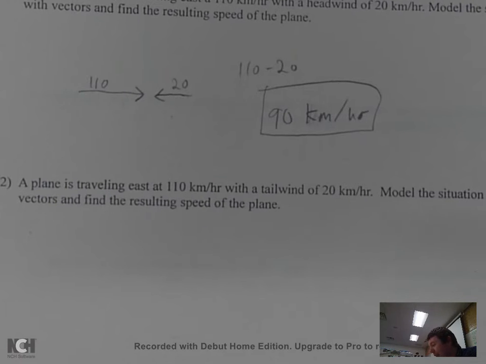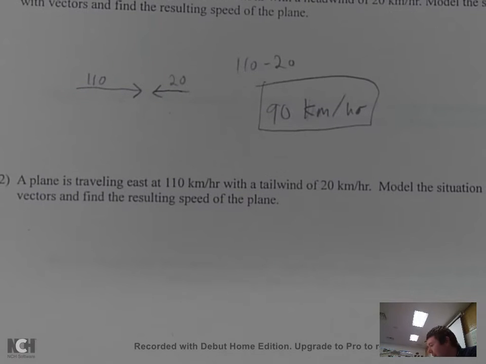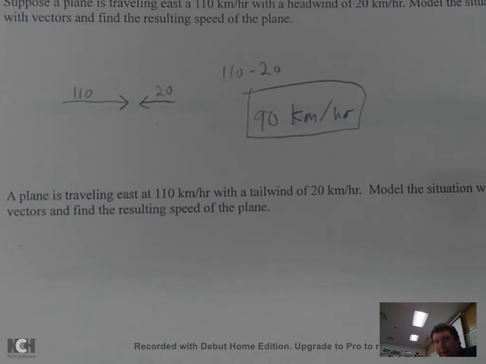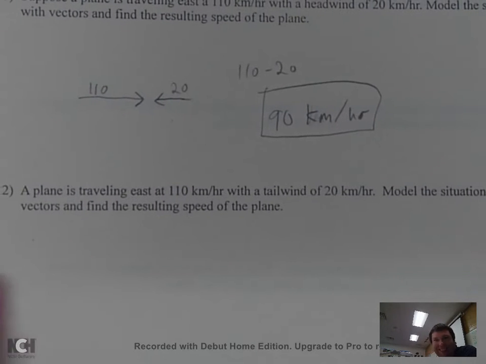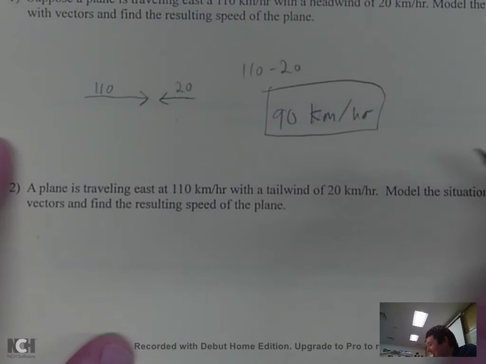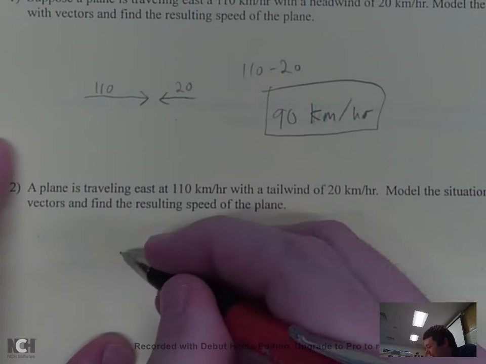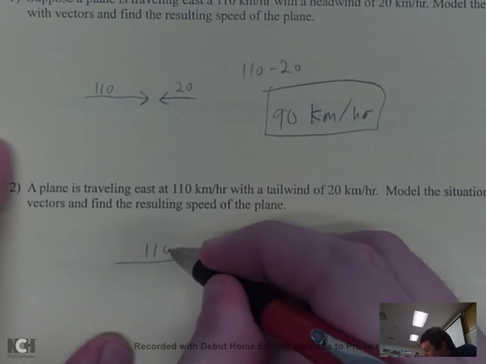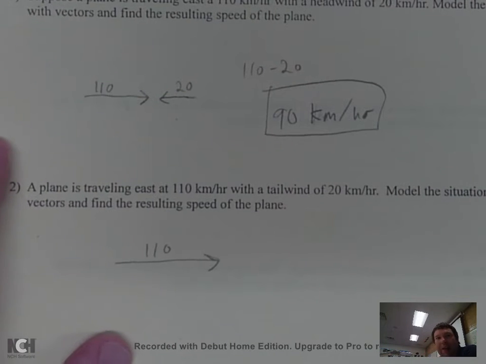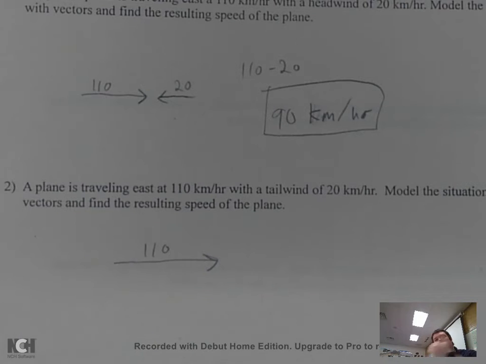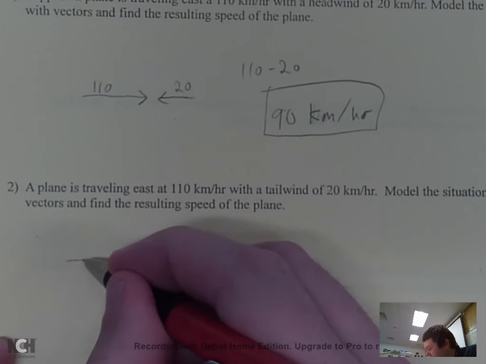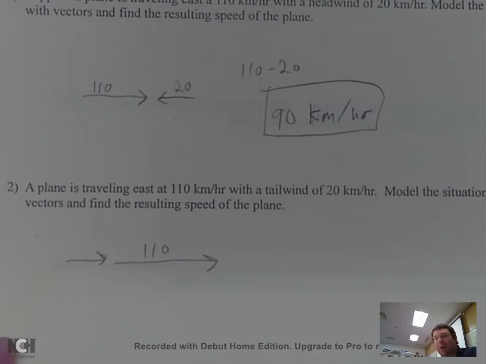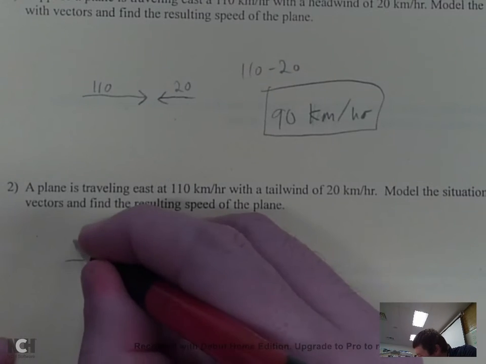Okay, a plane is traveling east at 110 kilometers. Why did we not do miles per hour? Who wrote these? It was me. Sorry. 110 kilometers per hour with a tailwind of 20. So we're going east again, 110 kilometers per hour. And then a tailwind is coming behind you. Okay, so it's going to be behind and it's going to go the same direction you are, right? So a tailwind of 20.